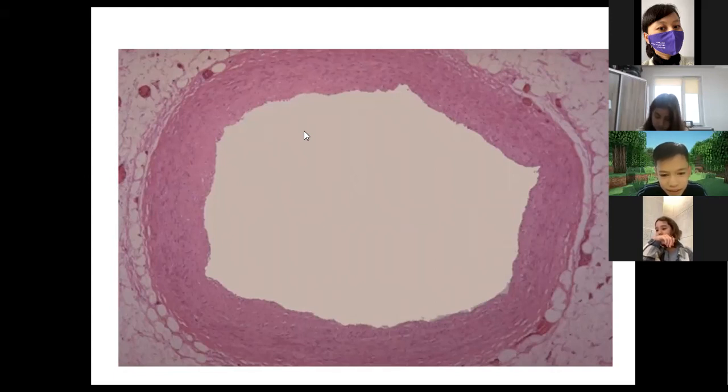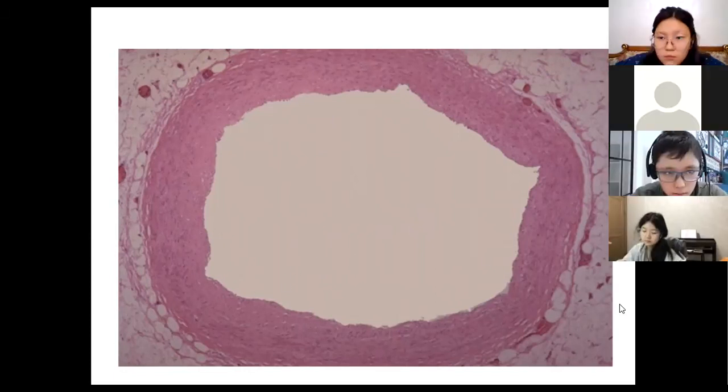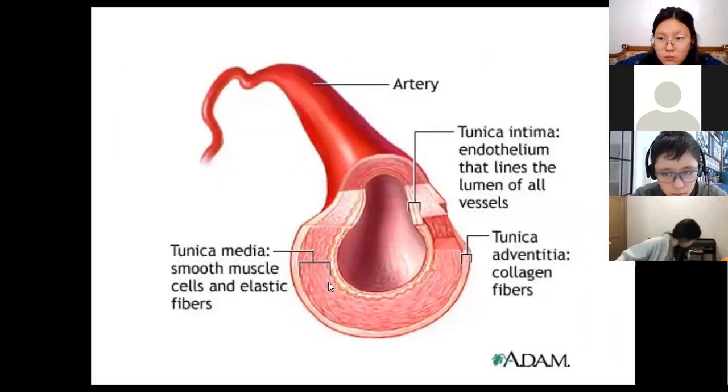Can I answer? Please, David. Because this circle, I think it's called lumen, here it's bigger than in artery, and this muscle is thin. Yes, very good. Thank you. Well done. You will also receive a high mark for contribution. So yes, artery we talked about.